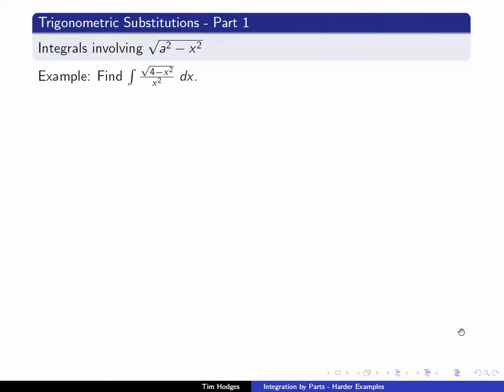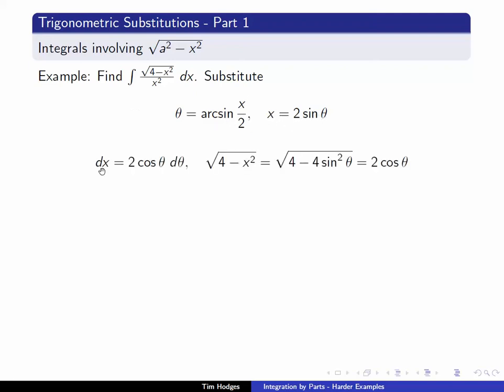Let's finish up this introduction to trig substitutions with another interesting problem, the integral of root 4 minus x squared over x squared. So again, we're in the same kind of general situation. We'll make the same substitution, except here now a is a more explicit number, it's 2. So we make theta equals arcsine x over 2 and x equal to 2 sine theta. Again, dx is 2 cosine theta d theta, and root 4 minus x squared is going to be 2 cosine theta, in a similar way as we've seen it before a couple of times now.